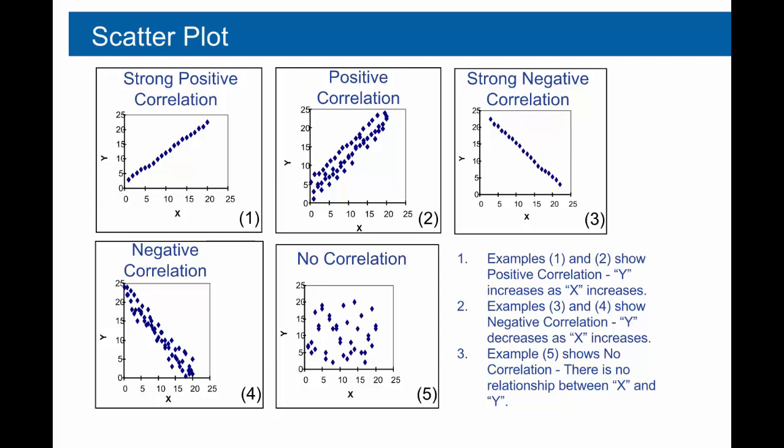Let's take a look at these scatter plots of our data. Anything that charts upward is a positive correlation. Anything that charts downward is a negative correlation. Tighter spreads indicate if it's strong or not strong. Scattered data points that go neither up nor down indicate no particular correlation.